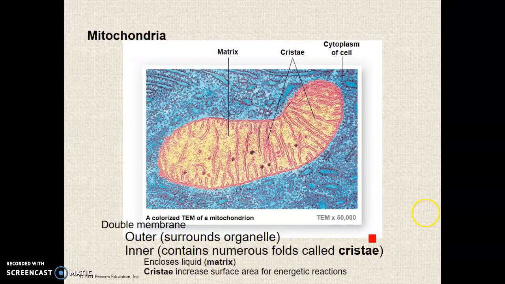Here's the mitochondria with its double membrane system. The outer membrane surrounds the organelle. The inner membrane has inner folds called cristae, and the enzymes for the reactions of cellular respiration are on the cristae. The liquid inside is called matrix.